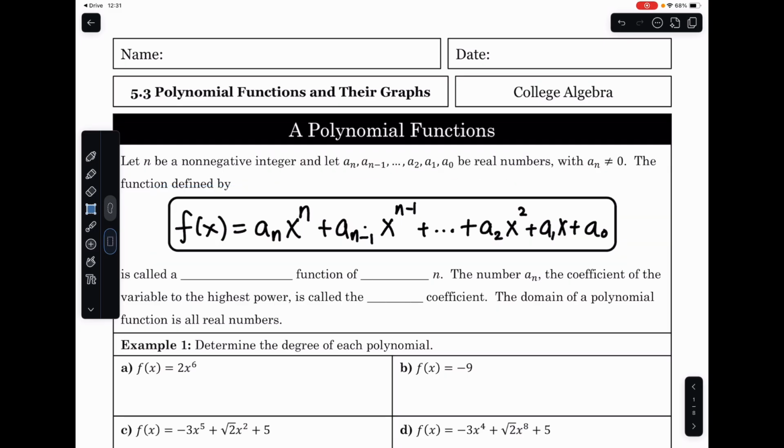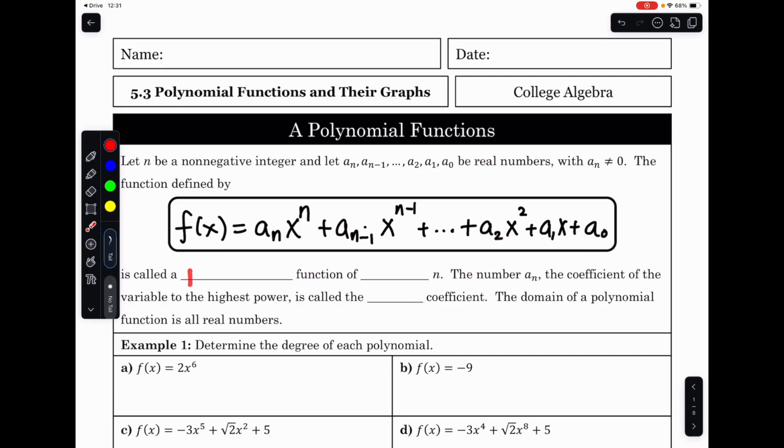So all we're doing is essentially getting a power function and then adding a bunch of power functions until we end up with the quadratic term, the linear term, and our constant at the very end.